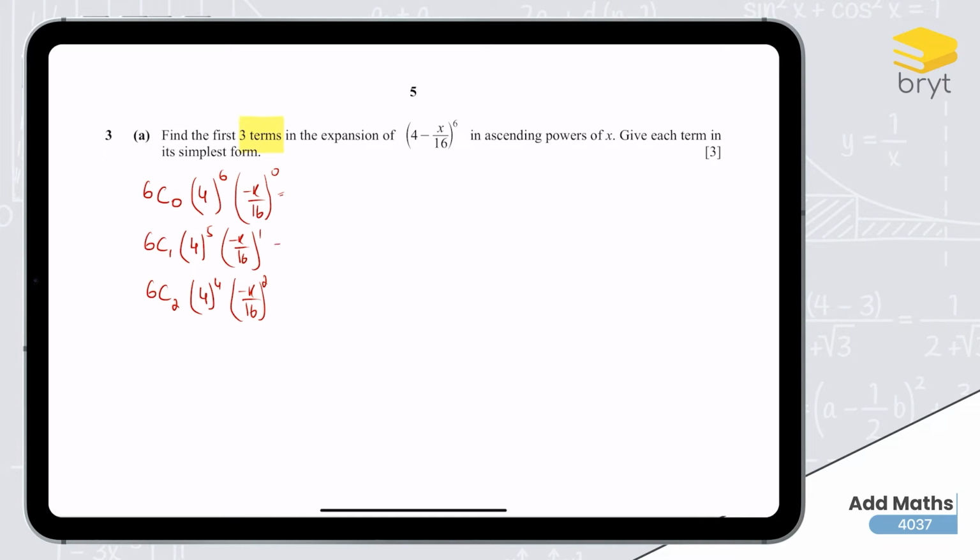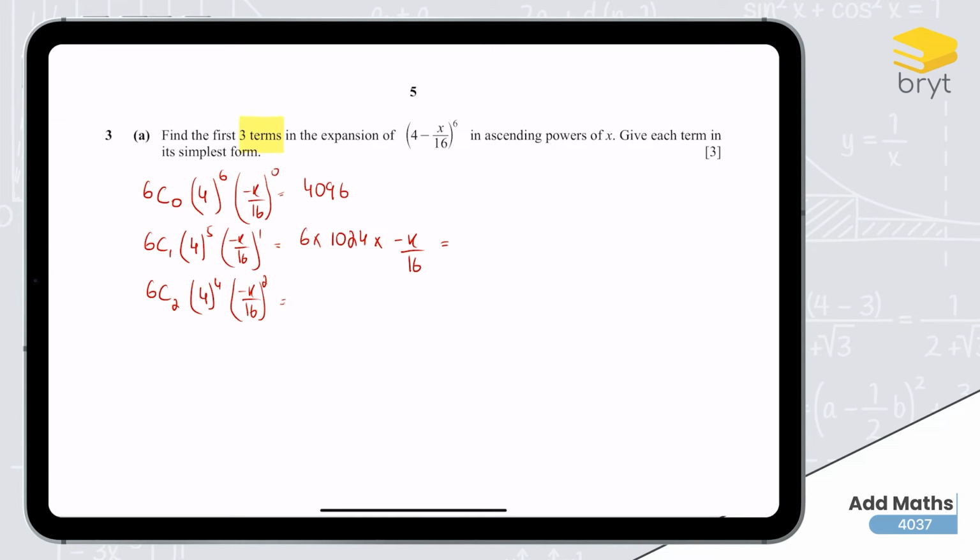Now 6c0 we know is going to be 1. 4 raised to the power 6, well, I can't work that out mentally. I don't know about you, but 4 to the power 6 is 4096, so that's 4096. 6c1 is 6 into 4 raised to the power of 5, so we're looking at 6144. Let's write this out one by one: 6 into 4 raised to the power 5, so into 1024, into minus x upon 16.